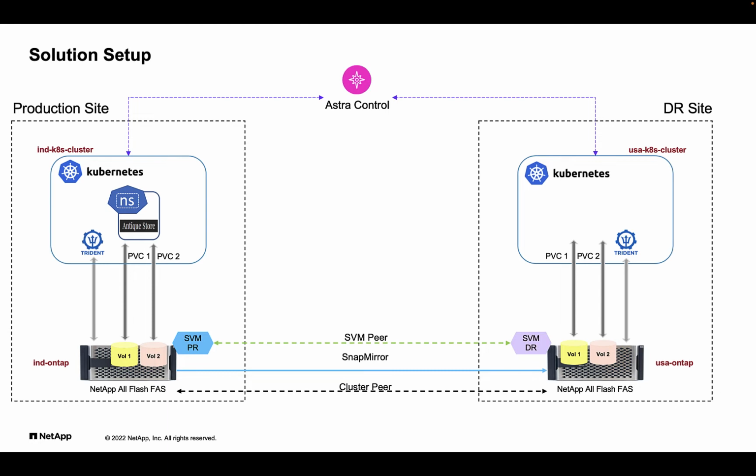The data is incrementally replicated from the source to the destination based on the user-defined RPO interval. At the same interval, the application metadata is also repeatedly captured by Astra Control from the Kubernetes cluster.